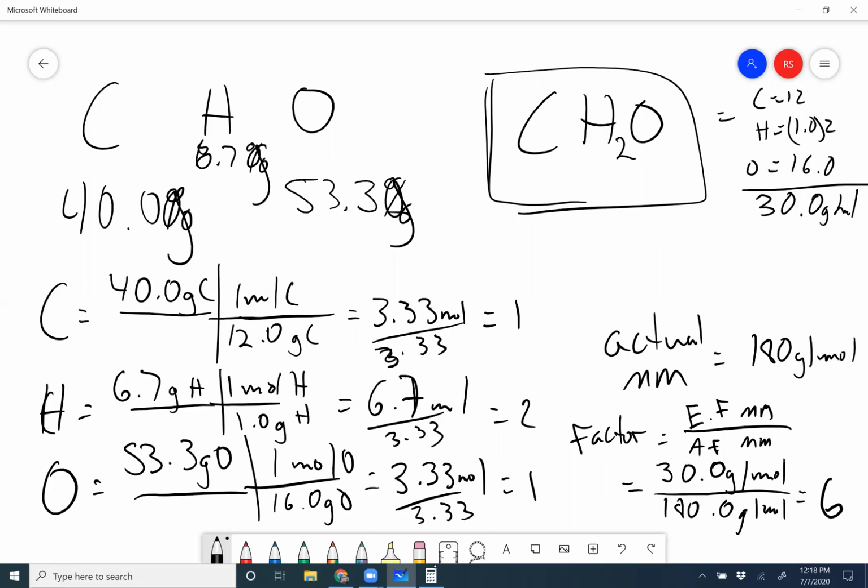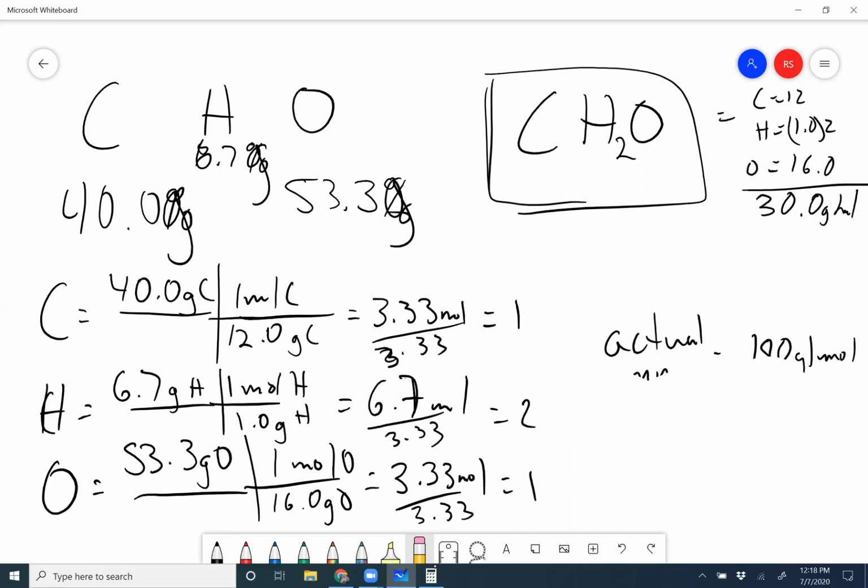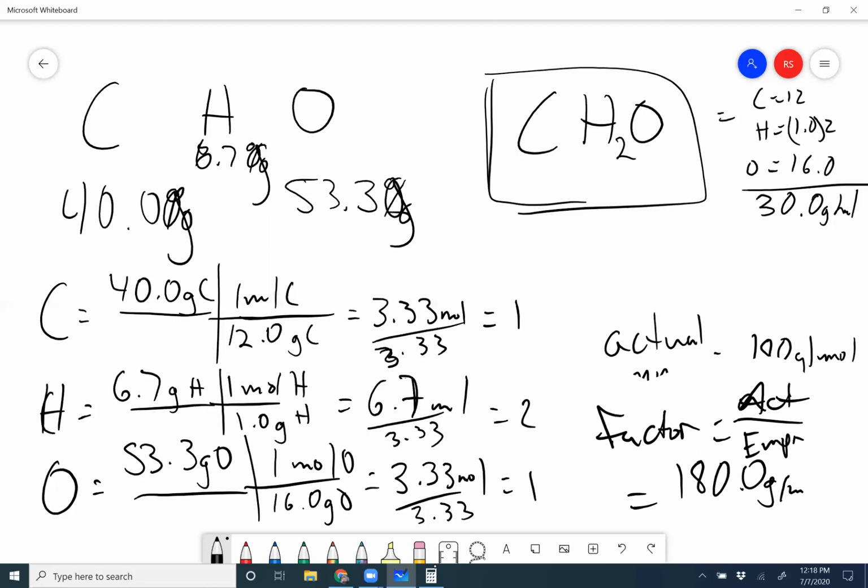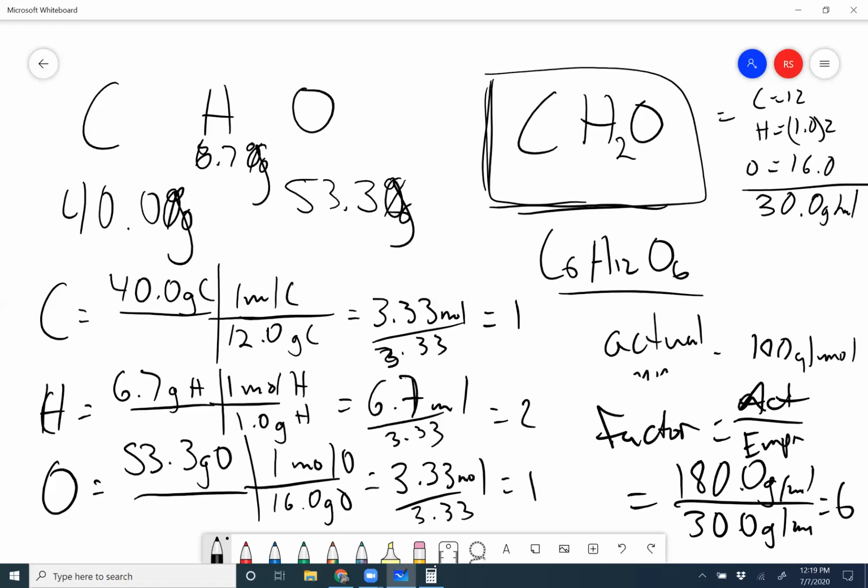Because 30 divided by, flip this over, because again, I'm having a hard time here with my brain. Our factor is equal to the actual divided by the empirical. So in this case, 180 grams per mole divided by 30 grams per mole. And that equals 6. So our real formula is going to be 6 times bigger. So C6H12O6, which is glucose, which would explain why this stuff looks like sugar.